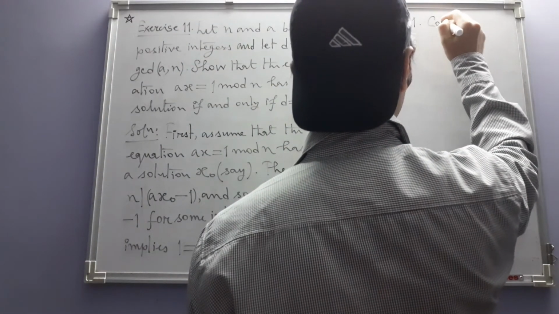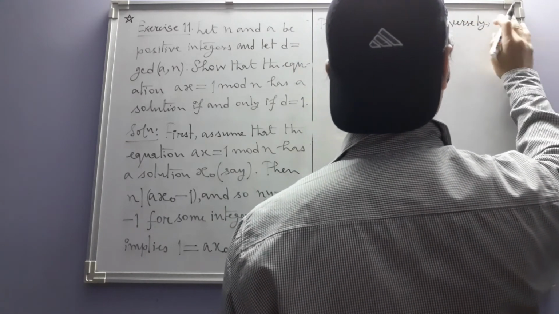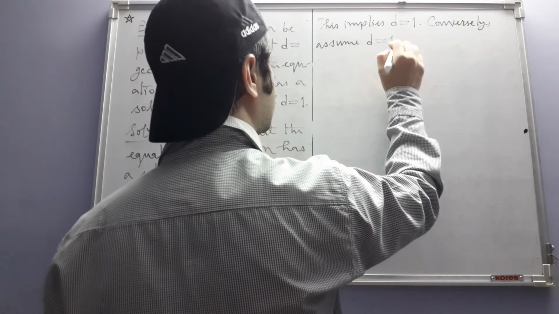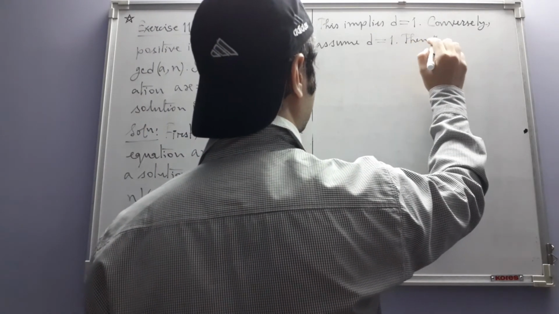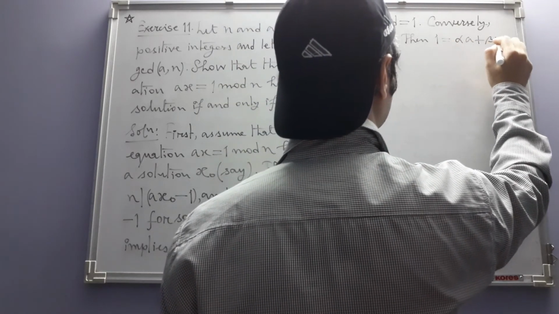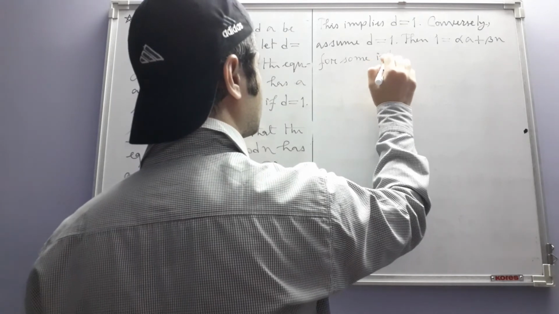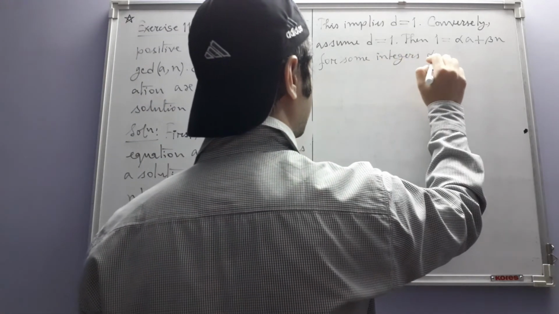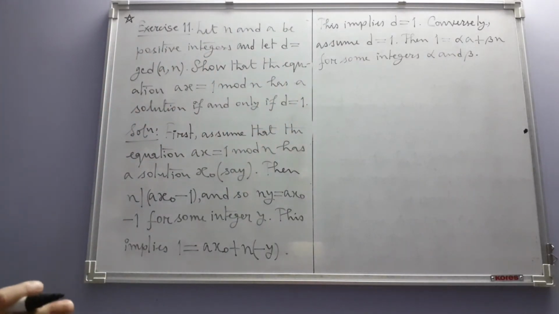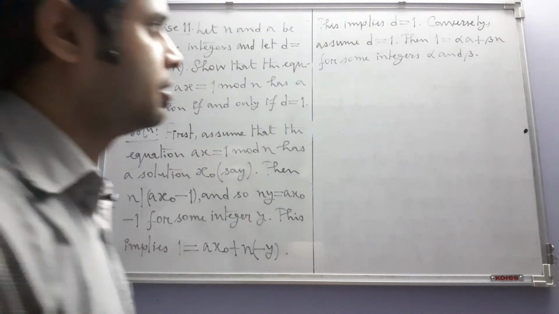Conversely, assume D is equal to 1, then 1 is equal to alpha a plus beta n for some integers alpha and beta, because 1 is the GCD, so it will be expressible as an integer combination of a and n, where we have now chosen the integers to be alpha and beta.